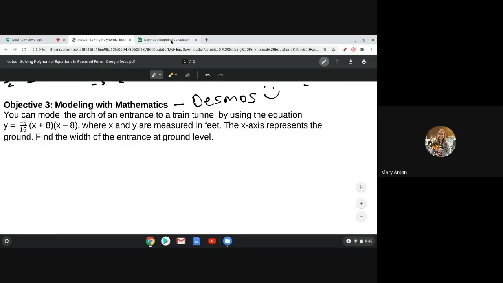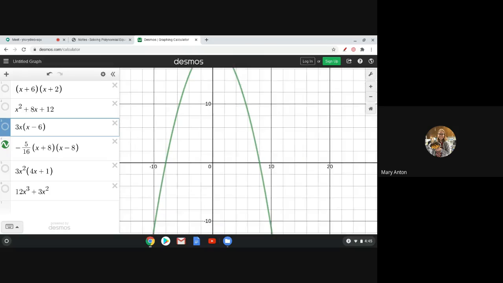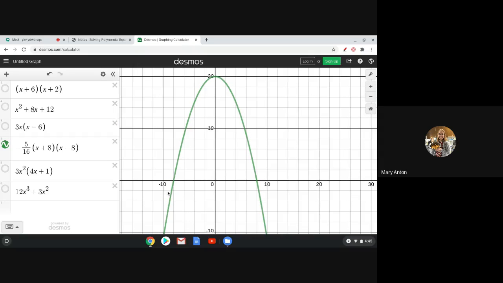All right, I'll go to Desmos. I already have this plotted for you, so it's right here. This is large. So this is our arch. And remember, x and y are measured in feet. That means our arch goes 20 feet into the air. And remember that the x-axis is the ground. So that means we are here at negative 8, and then it goes over all the way to 8.